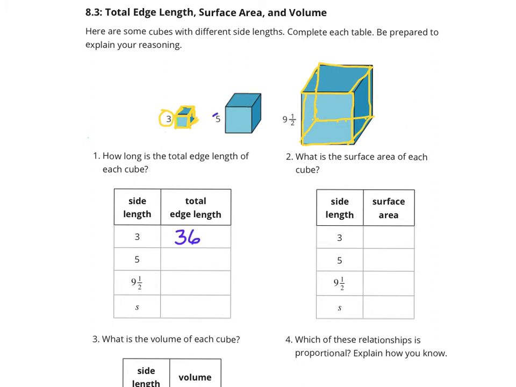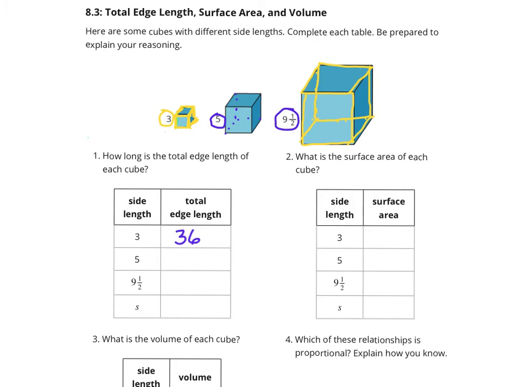I want you to do the same thing for an edge length of 5 and do the same thing for an edge length of 9.5. How would we find out that value? And remember, each of these cubes has the same number of edges. Each one has 12 different edges. So fill out that table.